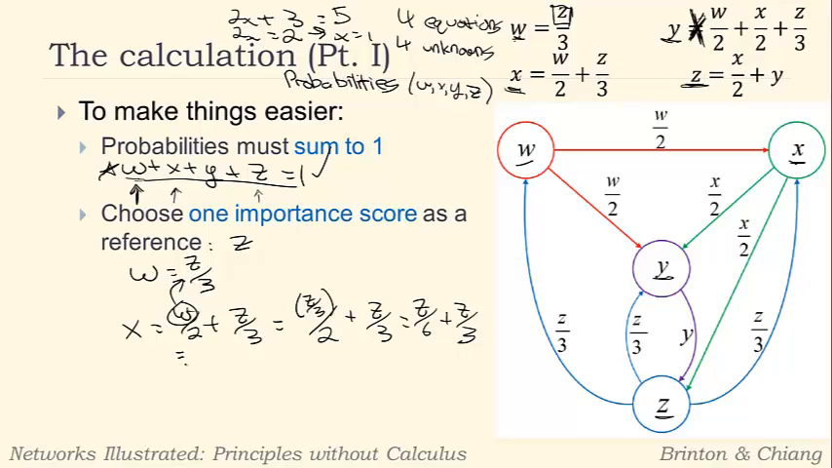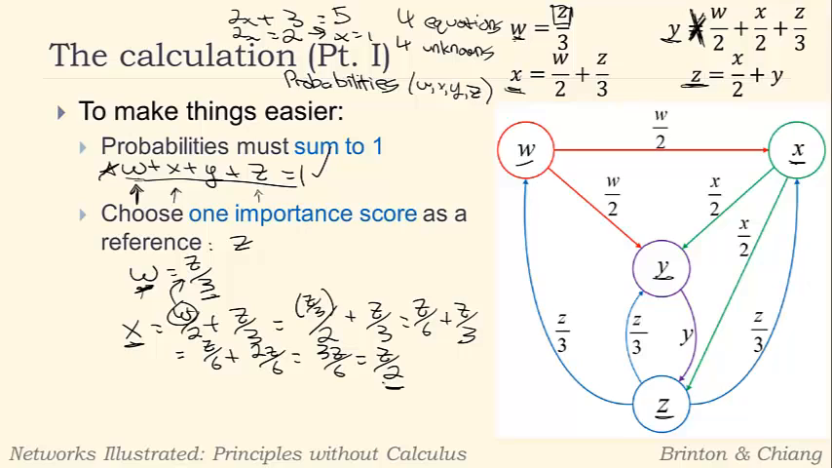And then if we make each of them a common denominator, we have z over 6 plus 2z over 6, which is then 3z over 6, which is equal to z over 2, 1/2 z. So now we have w is equal to z over 3, and x is equal to z over 2. So you can already tell that since z is between 0 and 1, x is going to have a higher importance score than w, because w is just 1/3 of z, whereas x is 1/2 of z.